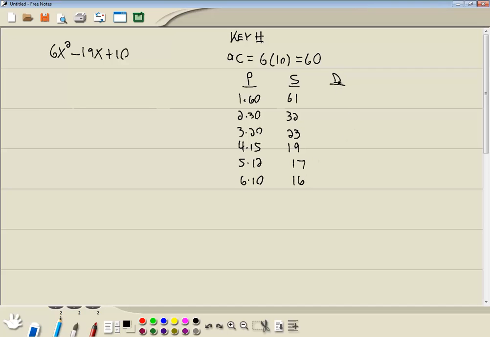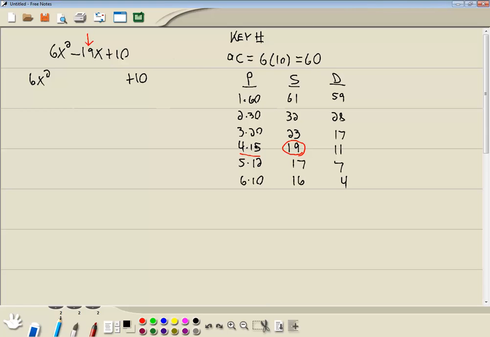And the difference column will subtract smaller from larger. 60 minus 1 is 59, 30 minus 2 is 28, 20 minus 3 is 17, 15 minus 4 is 11, 12 minus 5 is 7, 10 minus 6 is 4. Now the number we're always looking for is the number in our middle term. So we're looking for 19, which is right here, which means we're going to use 4 and 15. Our first term remains as is, our last term remains as is. We're going to rewrite our middle term using those 2 numbers.